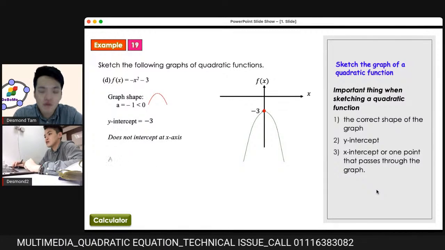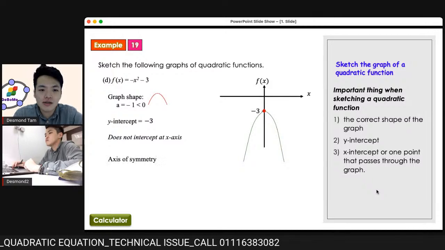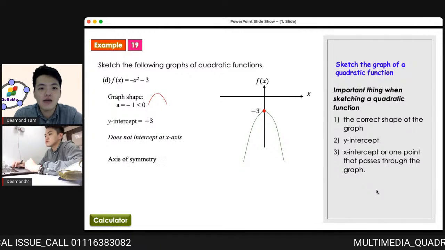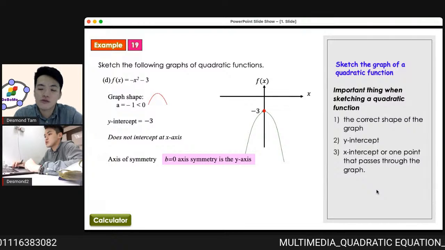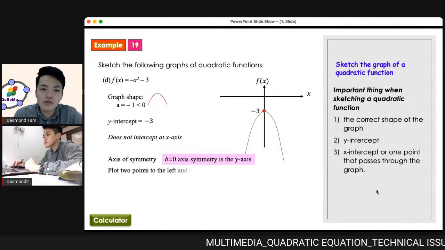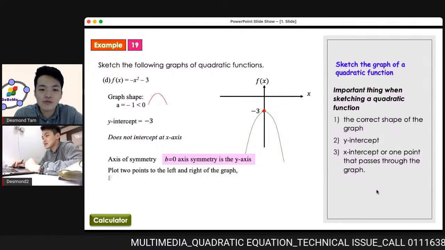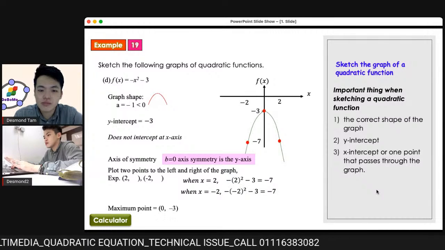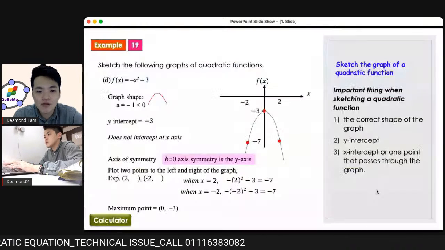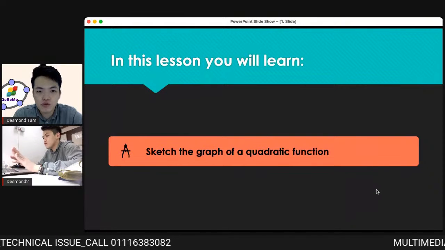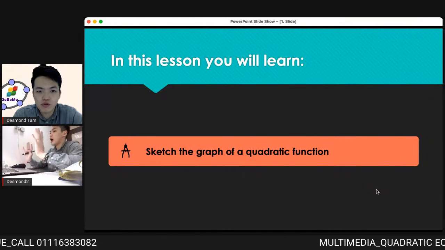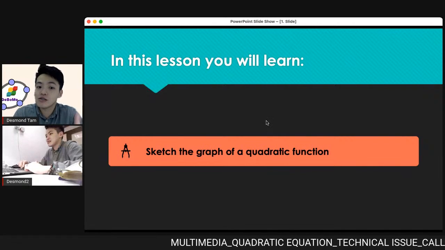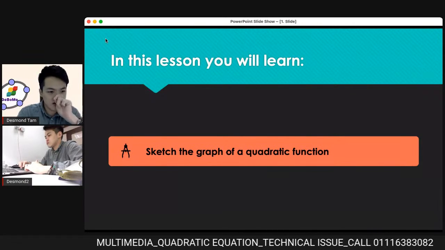Why does this one not touch? Because we are not able to factorize it when it's equal to 0. So the axis of symmetry should be the y-axis. Okay, so if we need to plot 2 points, they should be the same. Just to recap, what we learned today is how to sketch the graph of a quadratic equation. Okay, that's it. Thank you.